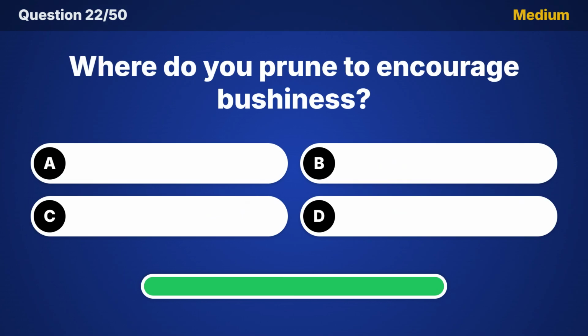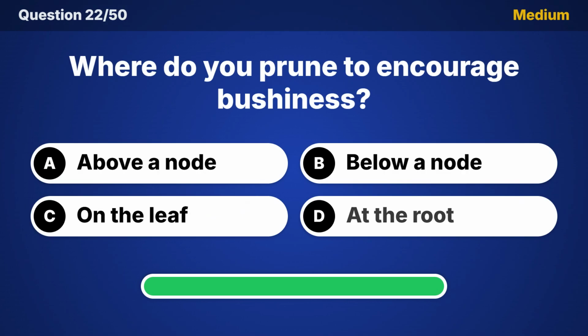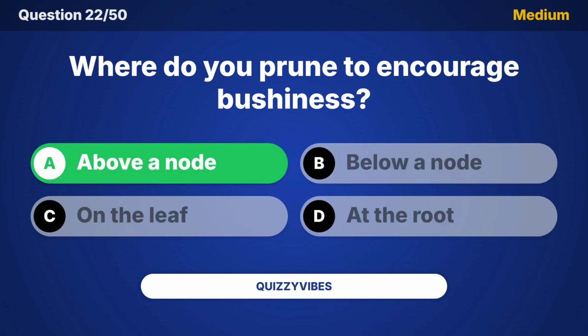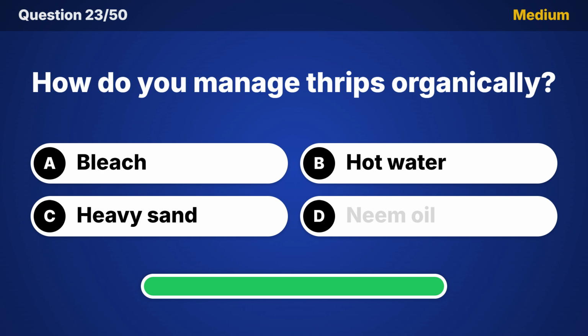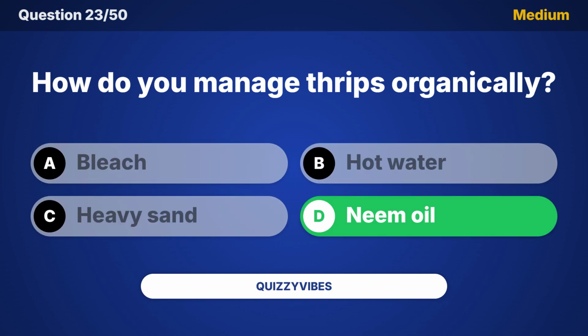Where do you prune to encourage bushiness? And the answer is above a node. How do you manage thrips organically? Time's up! It's neem oil!